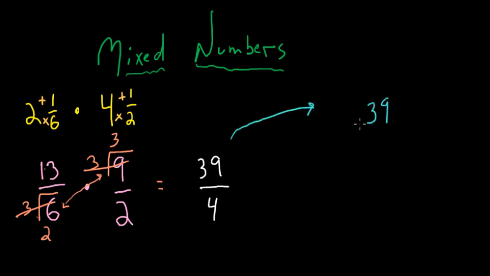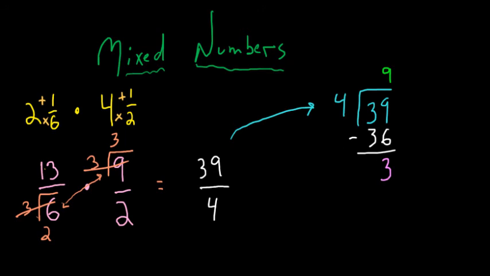So 39 goes in the house and 4 outside. Remember, net in the house, donkey on the outside, you weirdos. Alright, 4 goes into 39. Almost 10 times, but not quite, so we're going to do 9. So 4 times 9 is 36, and I got 3 left over. That will be my new numerator.